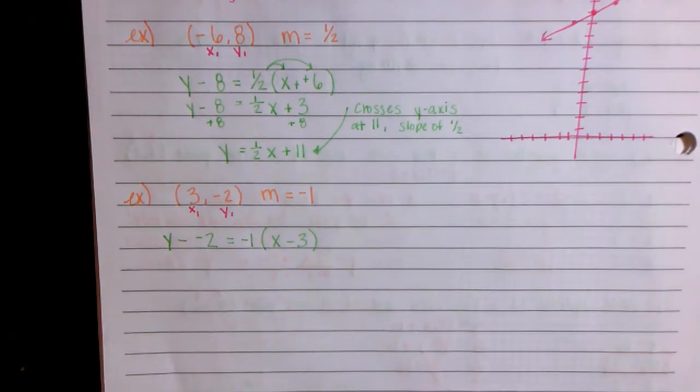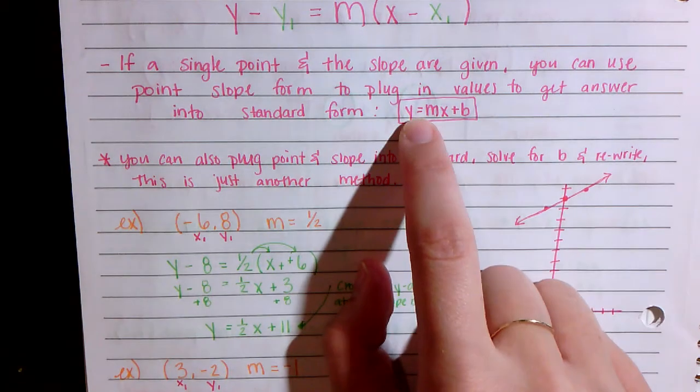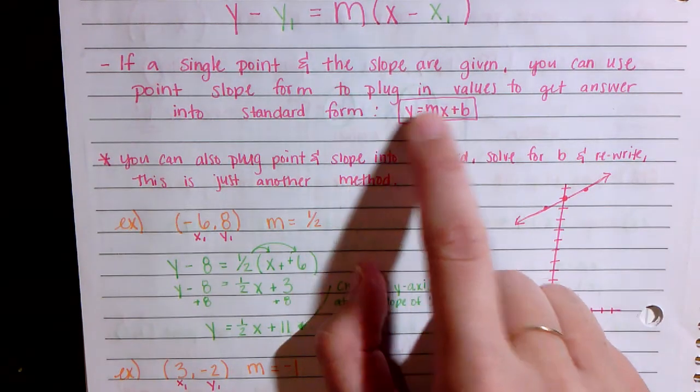We know in standard form, once we get it there, in slope-intercept form, once we get it there, I want the y and the x.